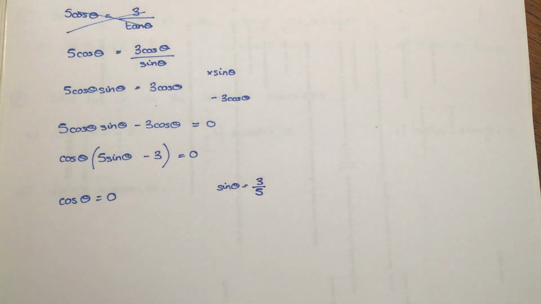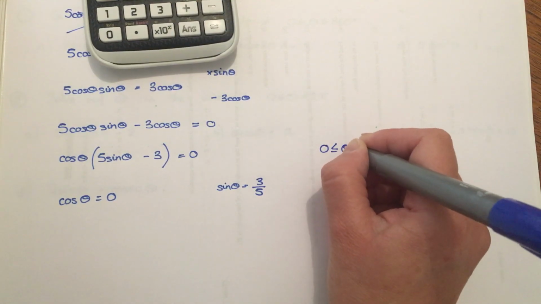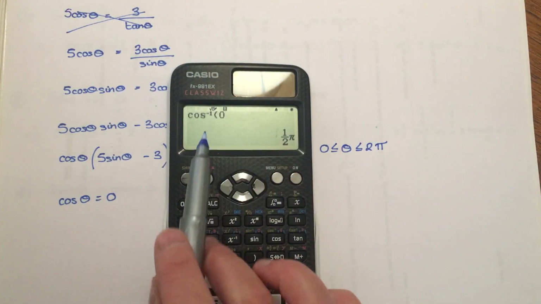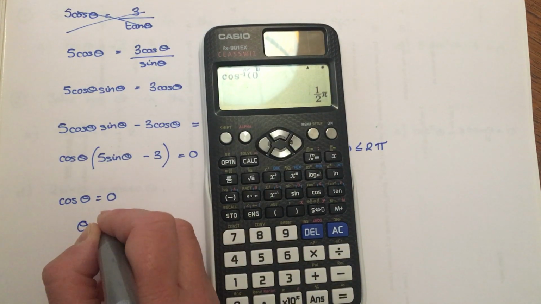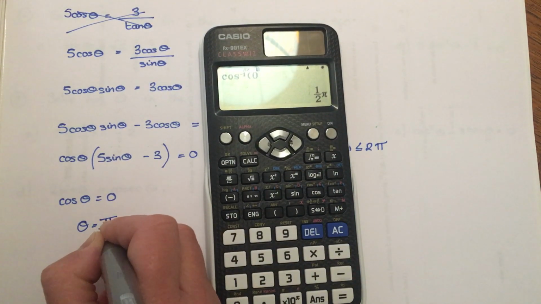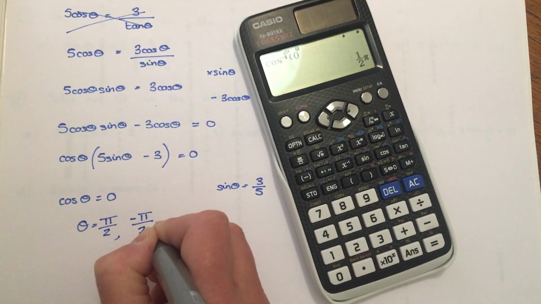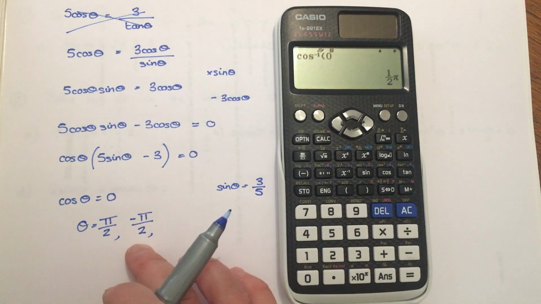I didn't give you a range for this question, so let's say I'm already in radians, so let's go for that. We'll go between 0 and 2 pi radians, sorry. So if we inverse cos 0, we get pi over 2. Which means my second solution must be negative pi over 2. And then we find the others by adding or subtracting 2 pi to both of the first two.